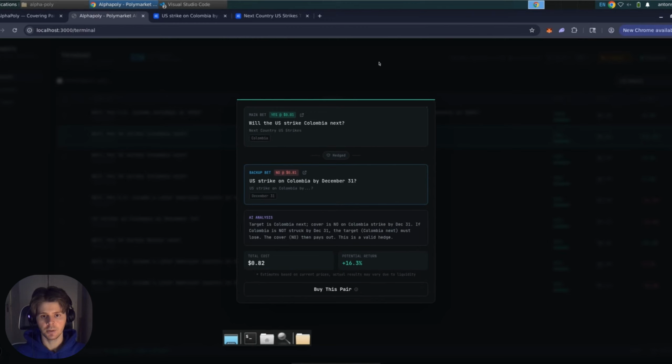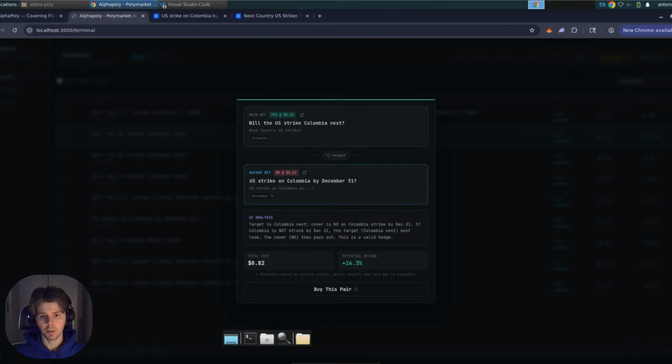For example, here we have two markets. Both are related to US and Colombia, and both have the same deadline, but they are different markets. We can bet on the target market, a main bet. Will the US strike Colombia next? And currently the price is less than 1 cent.